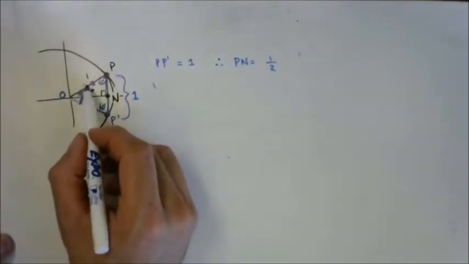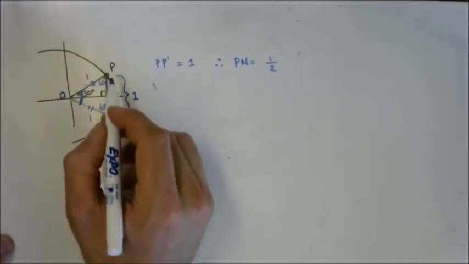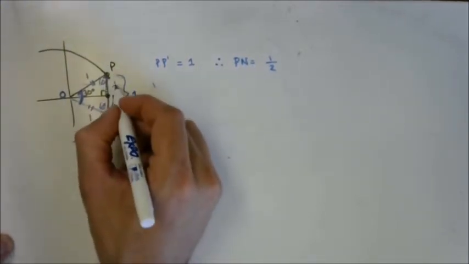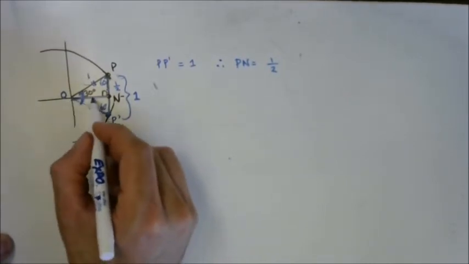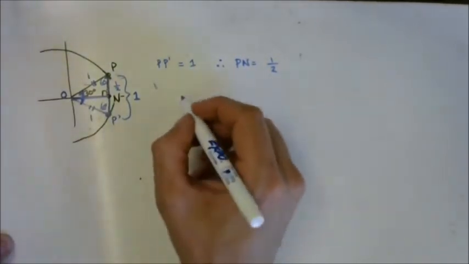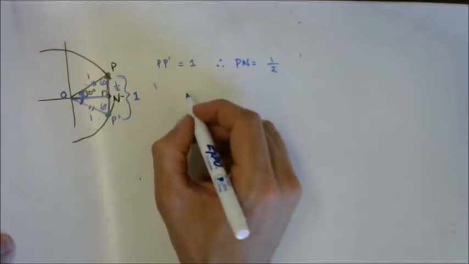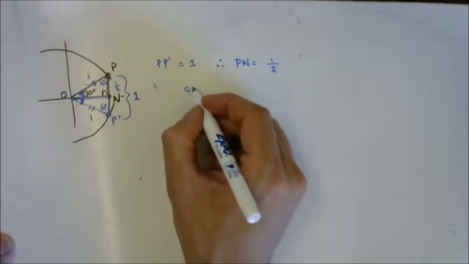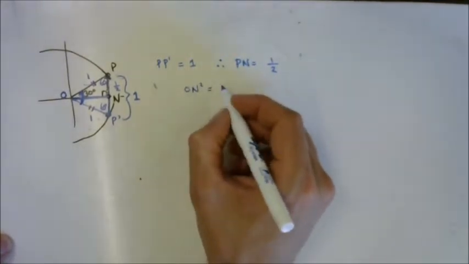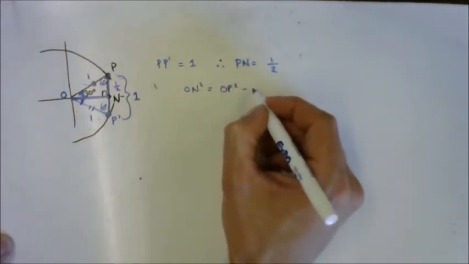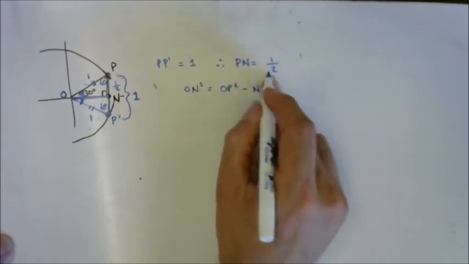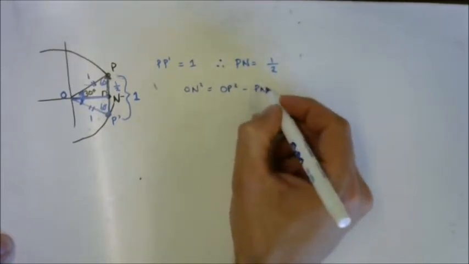Now we know the hypotenuse of OPN, and we know this side length. So we can use the Pythagorean Theorem to find the length ON, okay? And I'm going to use the Pythagorean Theorem like this. We've got ON squared is going to equal OP squared minus NP, or PN, squared.